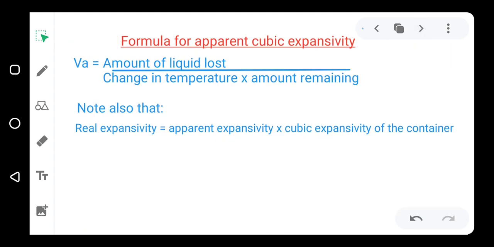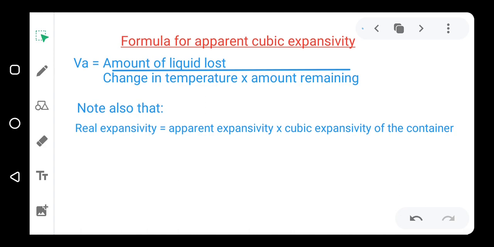The formula for apparent cubic expansivity is the amount of liquid that is lost when we start heating the liquid in an expansible container, over the change in temperature times the amount remaining. Of course, if we want the liquid to expand, we have to heat it.